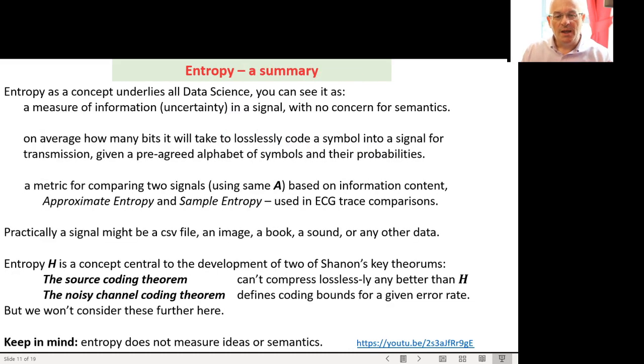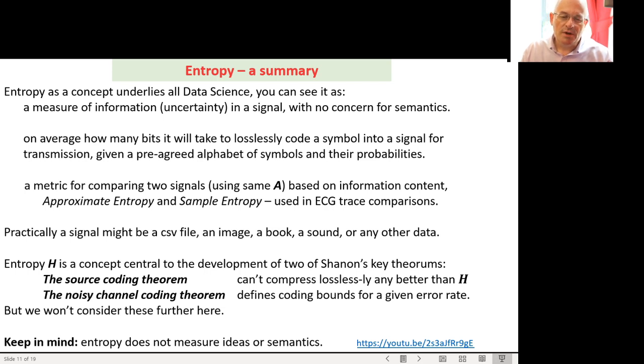A summary of entropy. Entropy is a concept that pretty much underlies all data science. What's the information content in a data set? It gives us a measure of information or uncertainty in a signal without concern for semantics, which is the more difficult part for us as visualization people. On average, it will tell you the number of bits you need to losslessly code a symbol in a single transmission, given a pre-agreed alphabet of symbols and their probabilities of appearing in the message.